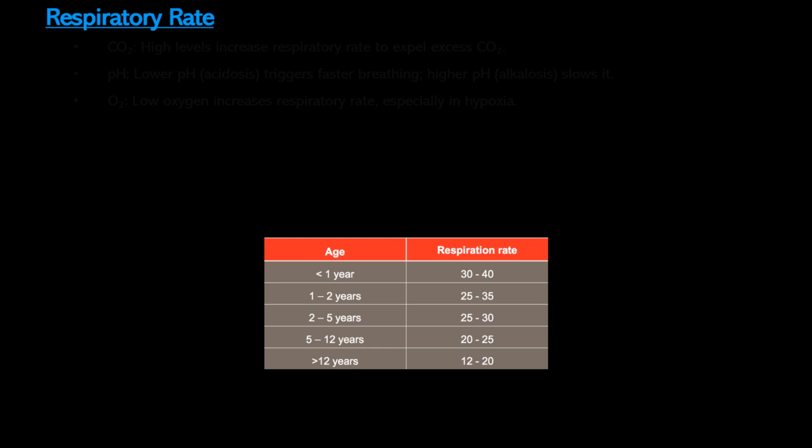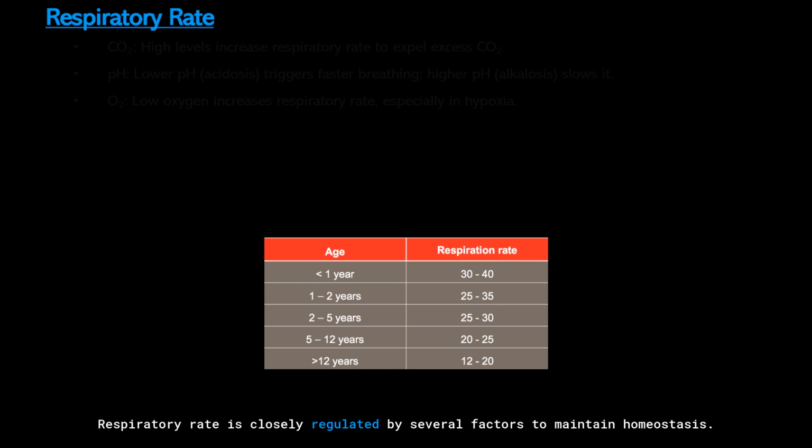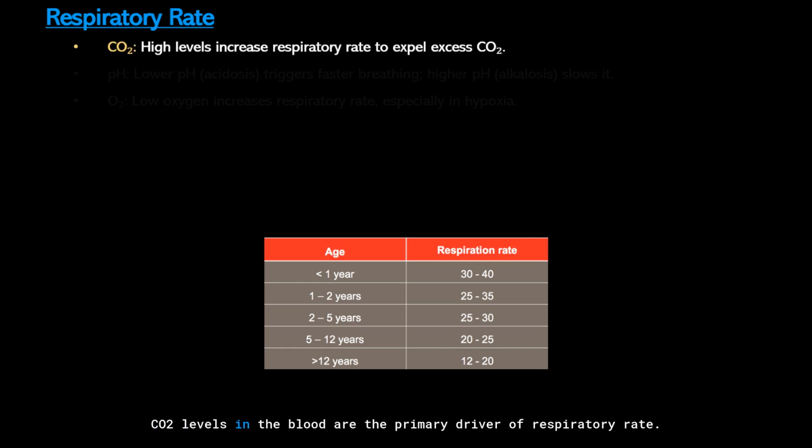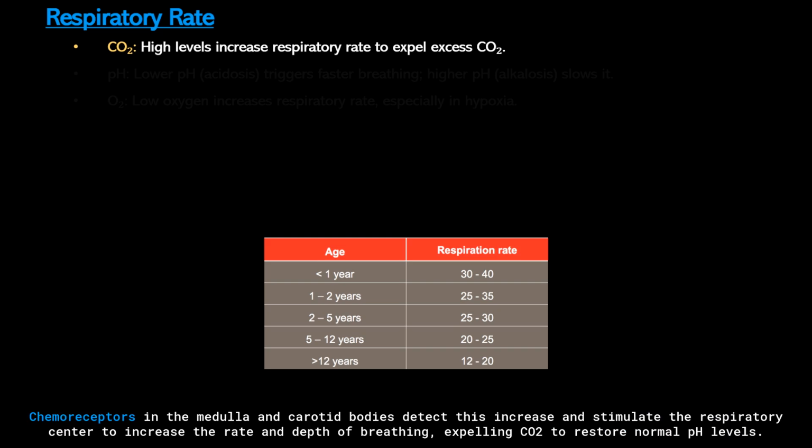Respiratory rate is an important physiological parameter that reflects the body's demand for oxygen and the need to expel carbon dioxide. Respiratory rate is closely regulated by several factors to maintain homeostasis. CO2 levels in the blood are the primary driver of respiratory rate. When CO2 levels rise, blood becomes more acidic due to the formation of carbonic acid. Chemoreceptors in the medulla and carotid bodies detect this increase and stimulate the respiratory center to increase the rate and depth of breathing, expelling CO2 to restore normal pH levels.